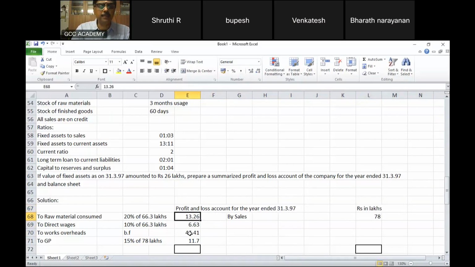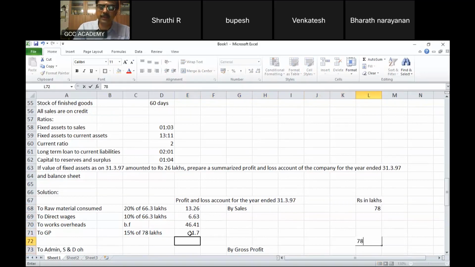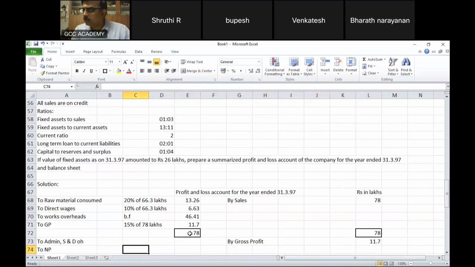So you have 20% of sales as raw material consumed, 10% as direct wages, the balancing figure is works overhead, and gross profit is 15%. So the total is 78 lakhs on both sides. And net profit is what percentage of sales? 8% of sales. What is 8% of 78 lakhs? That is your net profit. Can you tell me? 6.24 is the right answer. So net profit is 6.24.